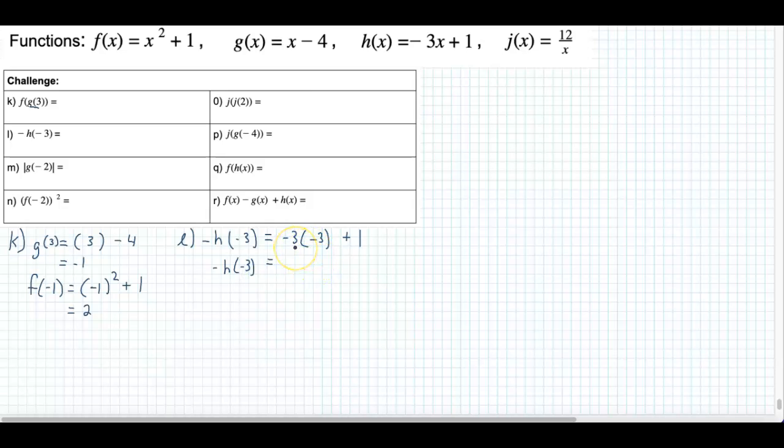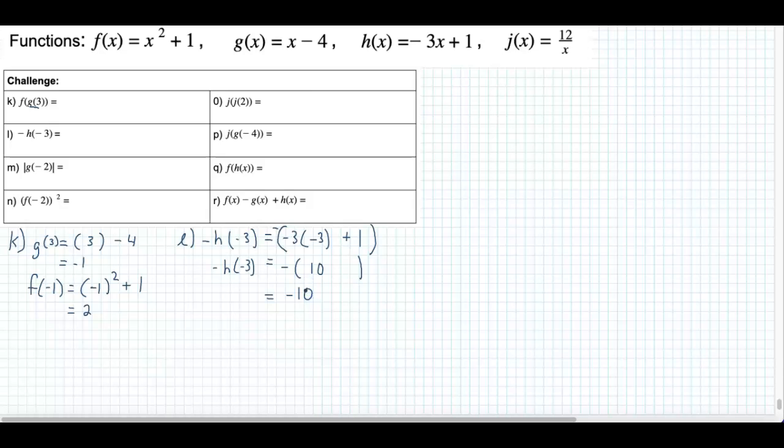Okay, so negative h of, the opposite of. You know what I'm going to do? I'm going to put a bracket around this whole thing because it's the opposite of that, right? I could have just said, what is h of 3, and then answered, what's the opposite of that? So it's negative, and what's inside here? It's going to be 9. So negative 3 times negative 3 plus 1 is 10. So it's equal to negative 10.